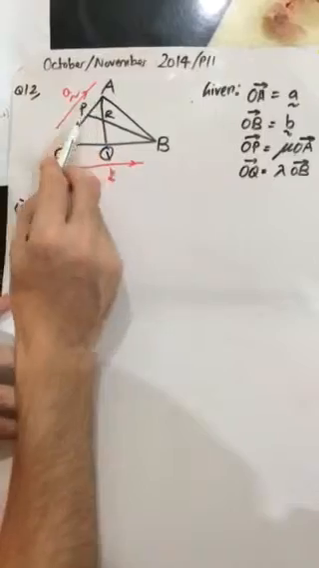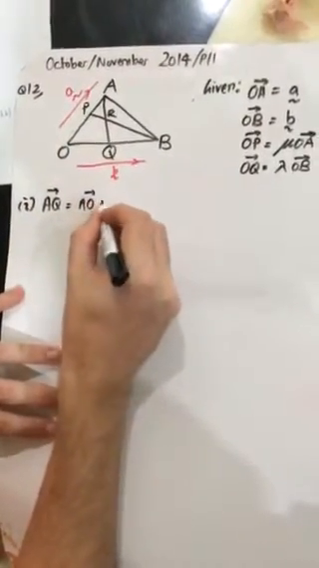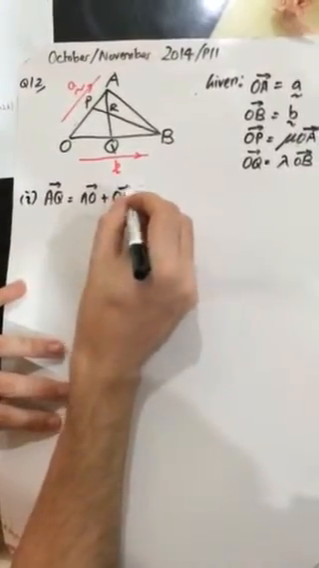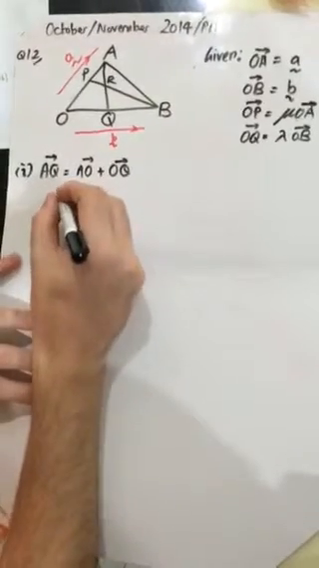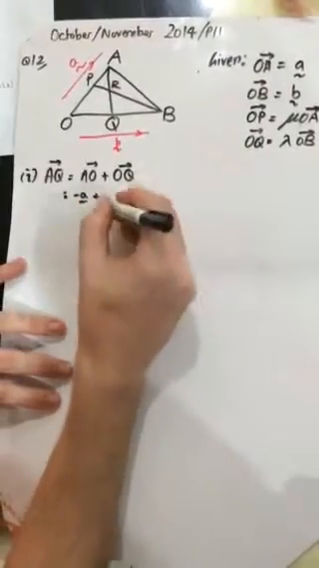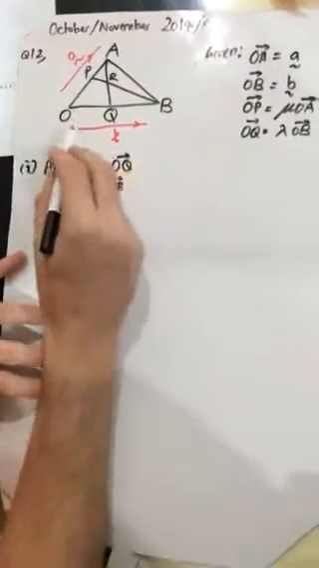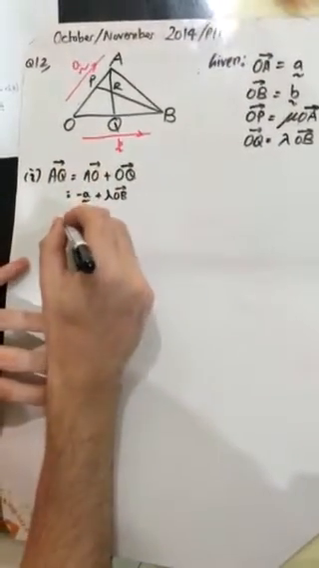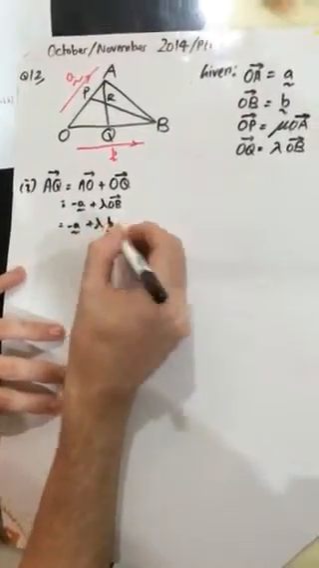So part 1 asks us for AQ. We always try to go through the origin if possible. So we are going through AO plus OQ. In our question we are given OA is equal to A, so the opposite way around is equal to negative A, plus OQ, which is a scalar lambda OB, and as you can see OB is given as B, so it's negative A plus lambda B.